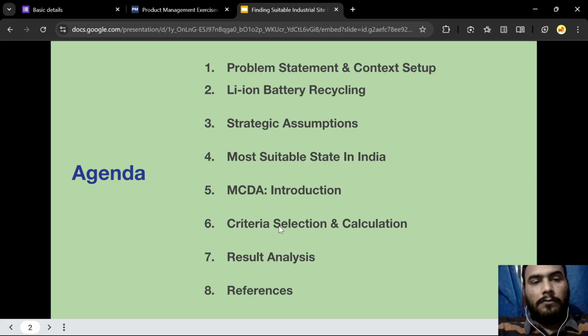And this is the agenda. I described the problem statement and context setup, how recycling works for a lithium ion battery, what assumptions I am making, and what could be the most suitable industrial estate in India. Then I introduced a framework, MCDA, for calculating the exact place and criteria selection, and what result I found. The last slide would be the references through which I gathered data and information.